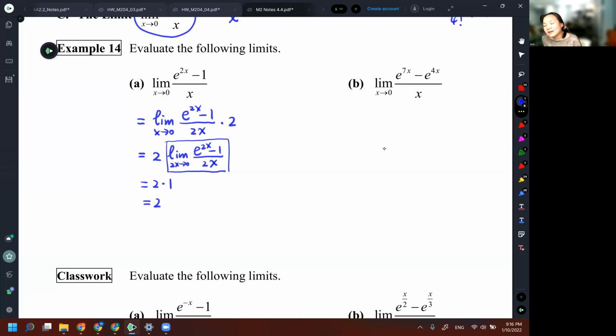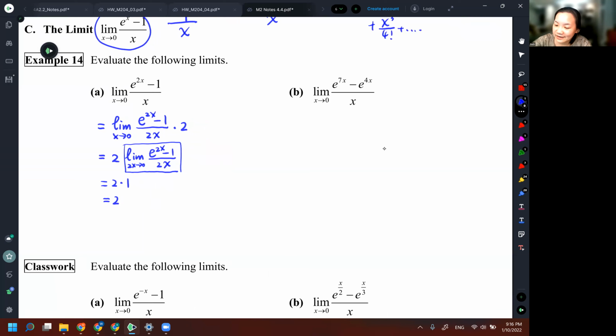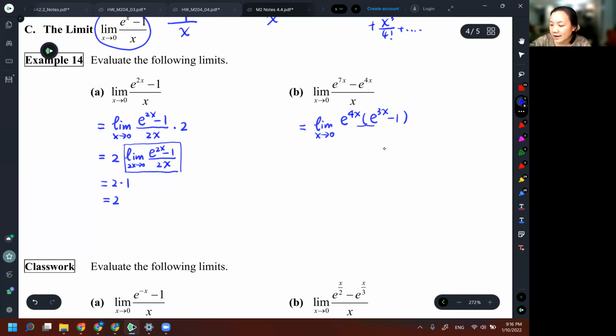If you want, you can. If you really want, you can. But it's not necessary. Okay. B as well. Now, how do I figure out this limit? I will take out a factor, e to the power 4x. And then I will have e to the power 3x minus 1 divided by x.